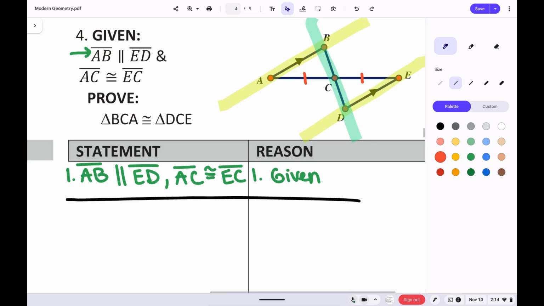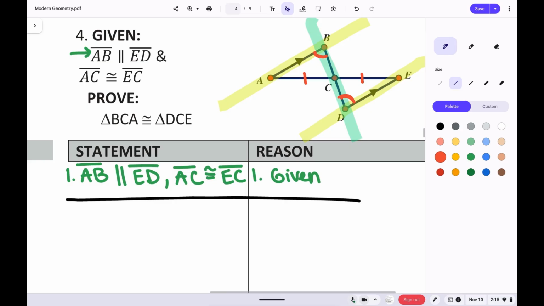Do you guys see where the alternate interior angles would be? You should see one up here by where B is at, and the other one would be down here where D is at. Okay? Now let's say you had used the other transversal.